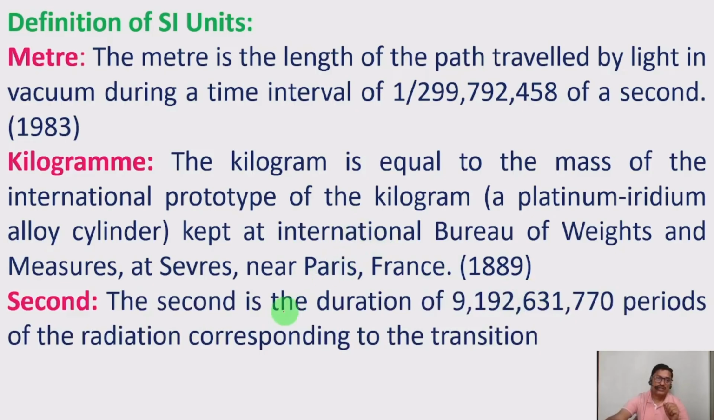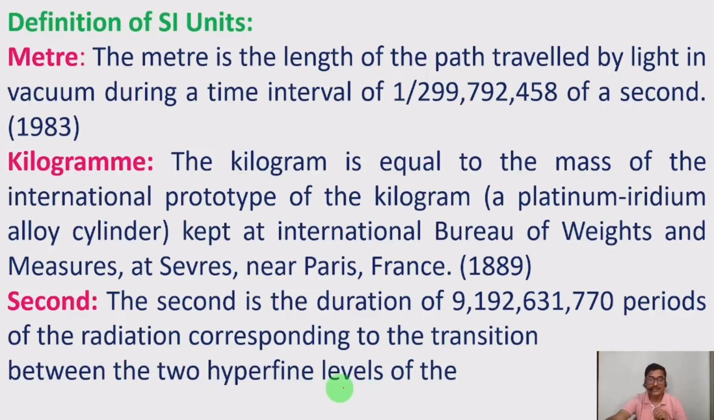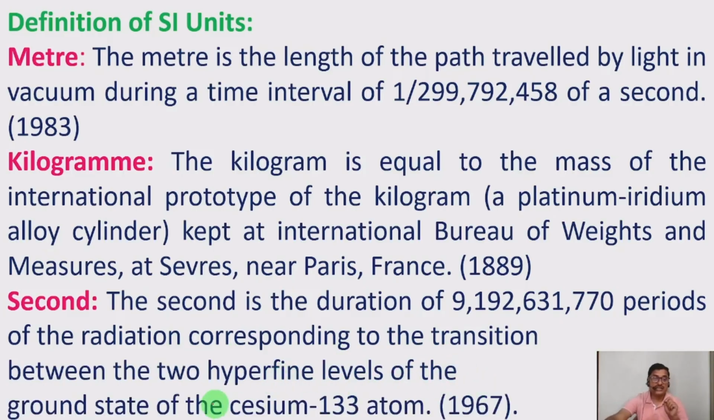The second is the unit of time. The second is the duration of 9,192,631,770 periods of the radiation corresponding to the transition between the two hyperfine levels of the ground state of the cesium-133 atom. Based on the radiation of the cesium-133 atom, the time is set, and based on that the definition of the second is taken. That was defined in the year 1967.